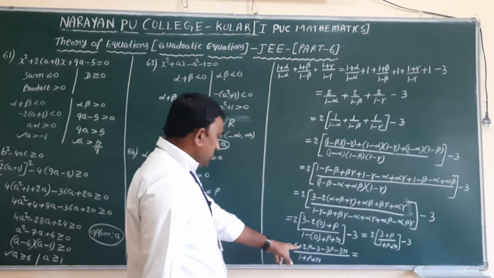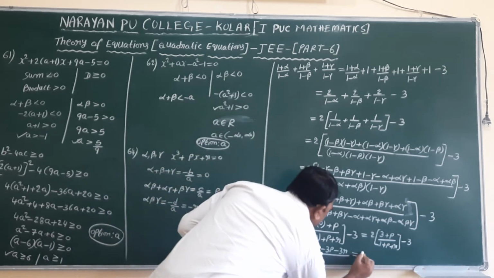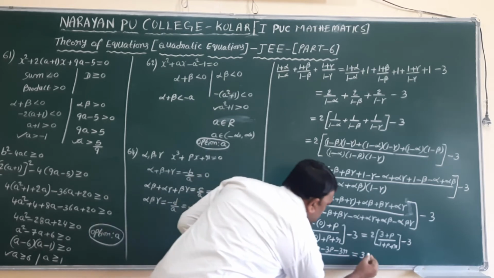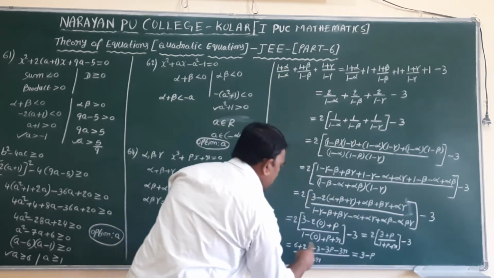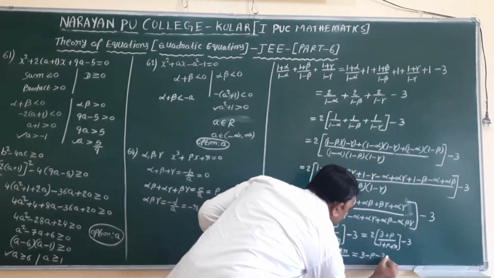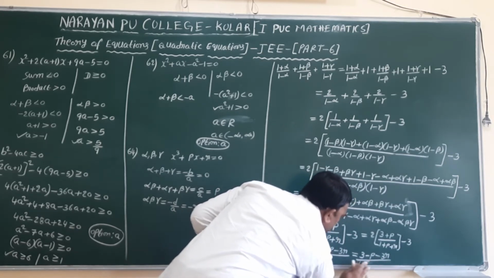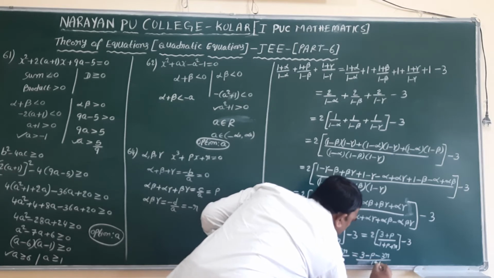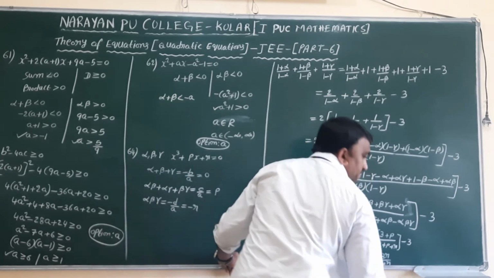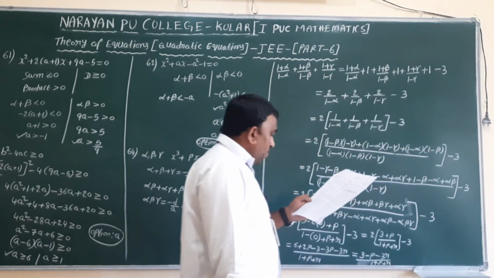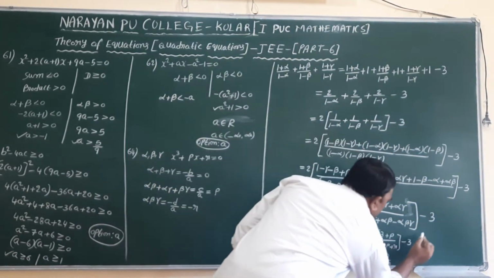So simplify this, 6 minus 3 is 3, 2P minus 3P is minus P, minus 3R, divided by 1 plus P plus R. Verify the options. So (3 minus P minus 3R) by (1 plus P plus R), option A is correct one.